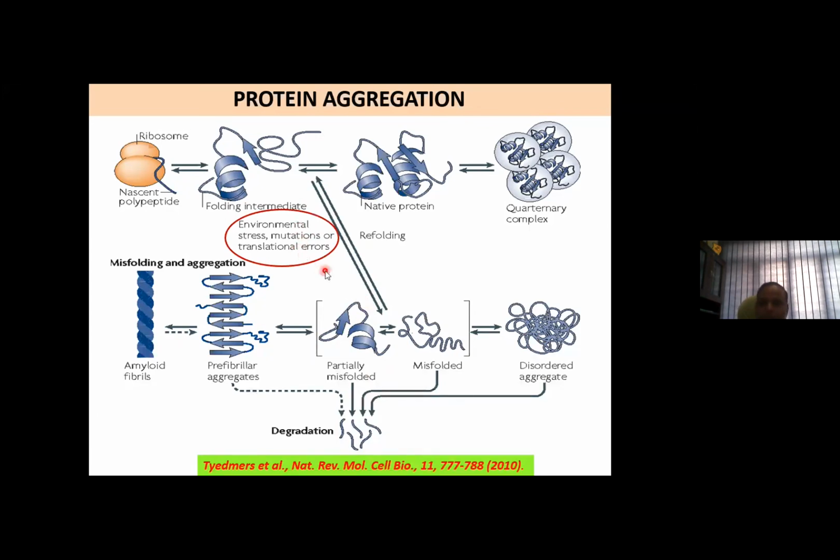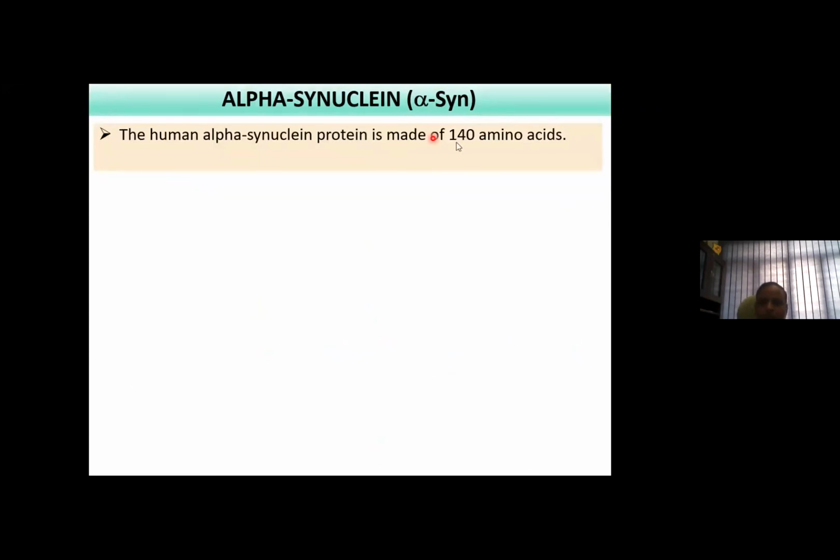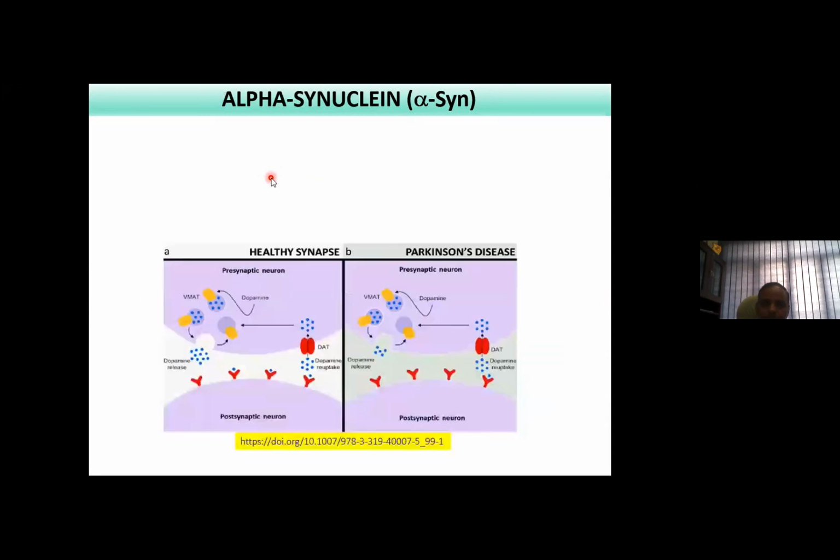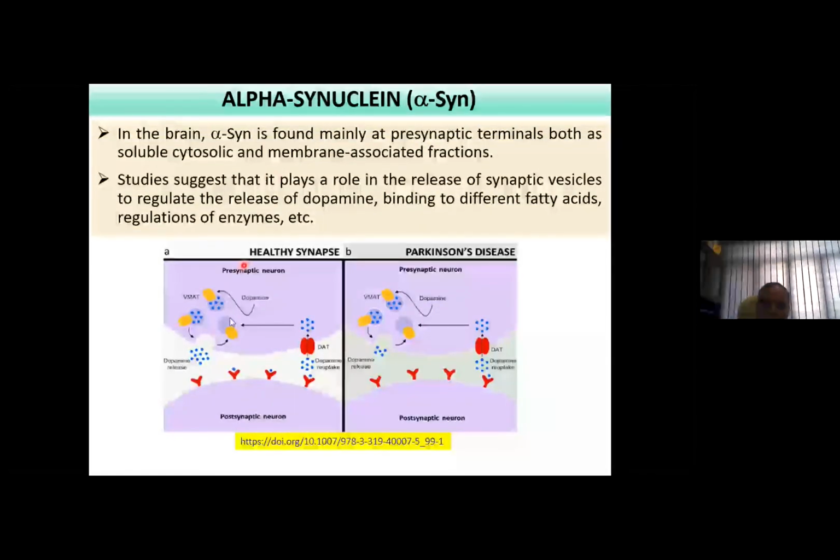Here our culprit protein is alpha synuclein, which has a chain of 140 amino acids, and it is coded by the SNCA gene on our autosomal chromosome number 4. It is mostly present in the synaptic clefts, where it regulates the release of the dopamine neurotransmitter, which is transferred to the other neuron for signal transmission. But in the case of Parkinson's disease, what happens? This transfer process is disrupted.